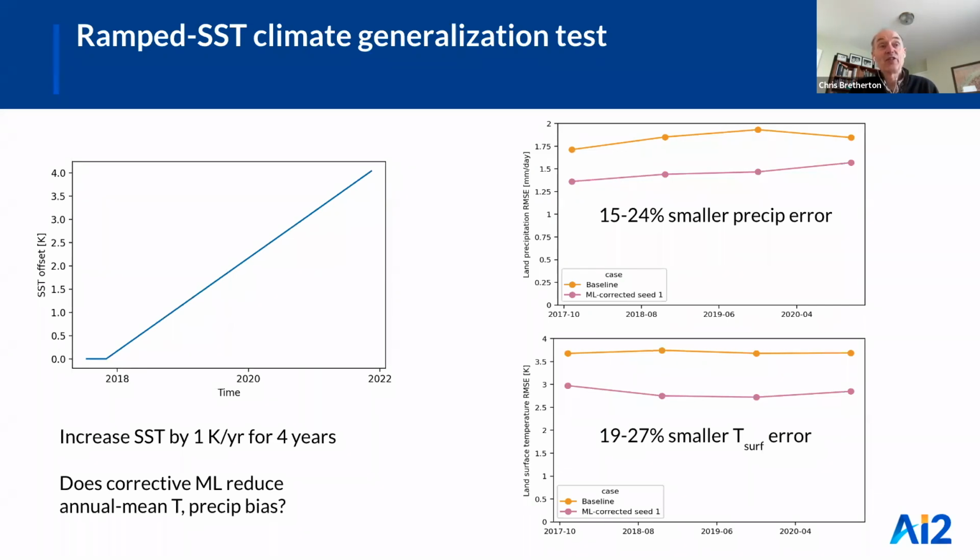And so then the question is, does our corrective machine learning, which was not trained on the intermediate SSTs, only the 0 and 4K, does it reduce the pattern biases throughout this ramp simulation? And the answer shown on the right, if you look at the annual means over the 4 years of ramping, so this kind of spans the intermediate climates if you want, in every single one of the years, the pattern error of precipitation is reduced by about 20%, and also the biases of surface temperature over land are reduced on the same order. So this works across a range of climates for climate change simulation.